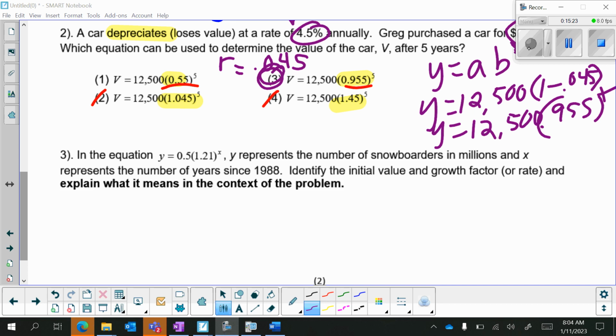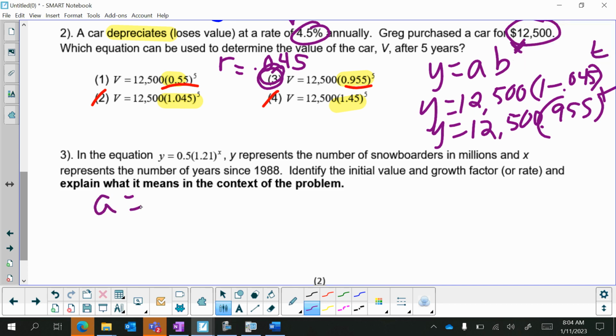So pause the video and write down what you think is your initial value, and write down what your growth factor is, and write down what your growth rate is, and then write a quick sentence explaining. Okay, so pause.